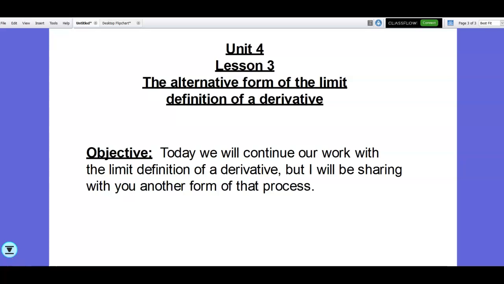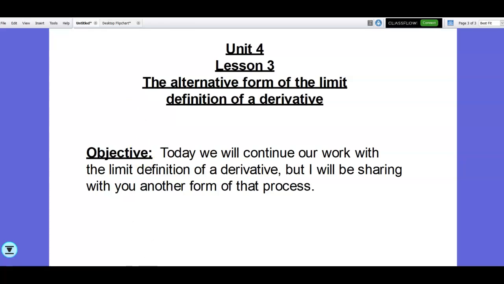We're going to continue talking about the limit definition of a derivative, but today I'm going to be giving you guys a different form of that limit definition. And why would I do that? If we have one form already, why do another one? Well, to tell you the truth, I don't really think there's a good answer to that. But the fact of the matter is that they want you to know both, so I'm going to teach both. But they essentially accomplish the same feat.